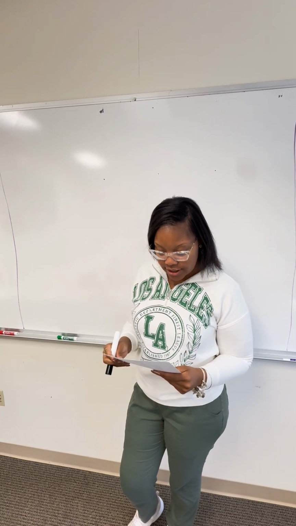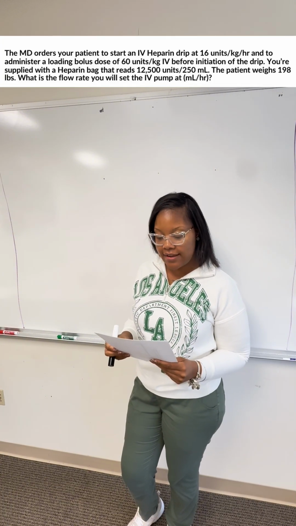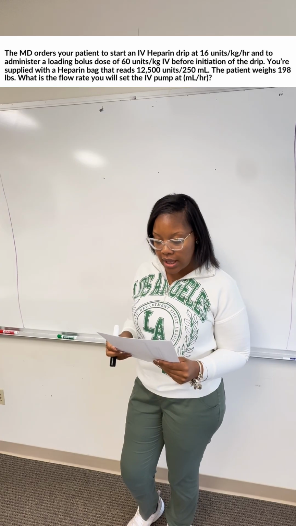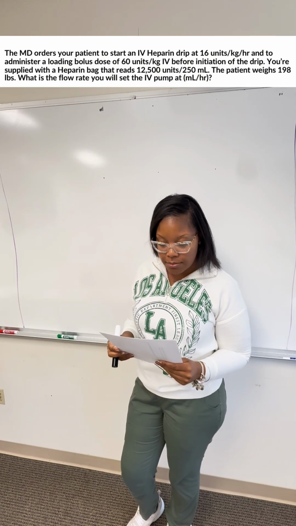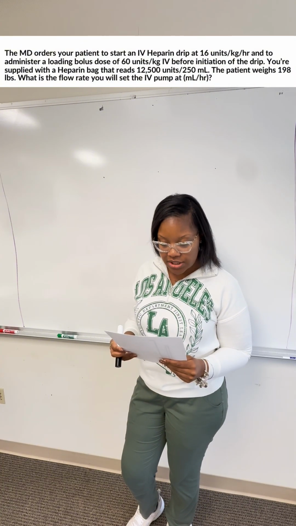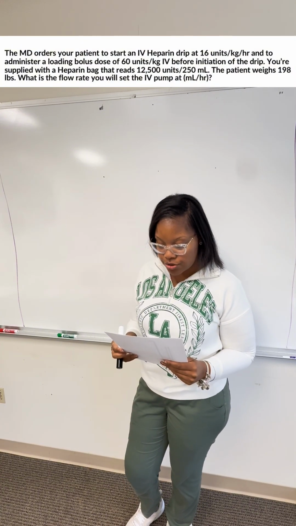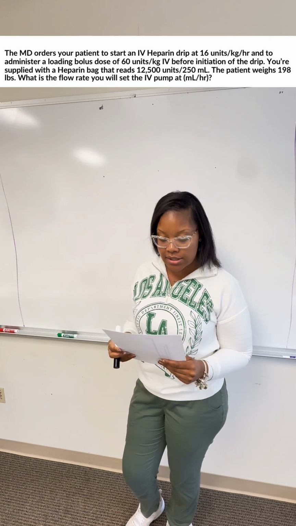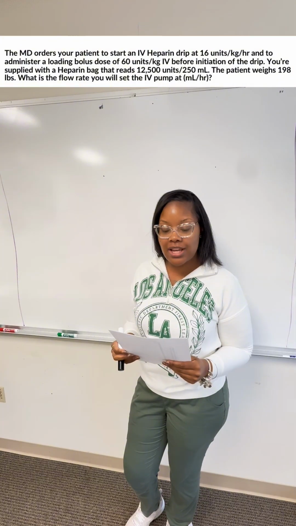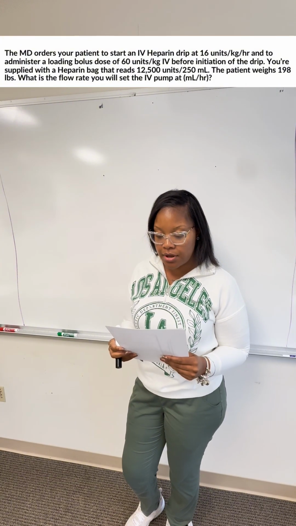So let's get started. It says that the MD orders your patient to start an IV heparin drip at 16 units per kg per hour and to administer a loading bolus dose of 60 units per kg IV before initiation of the drip. You're supplied with a heparin bag that reads 12,500 units per 250 mLs. The patient weighs 198 pounds. What is the flow rate you will set the pump to?